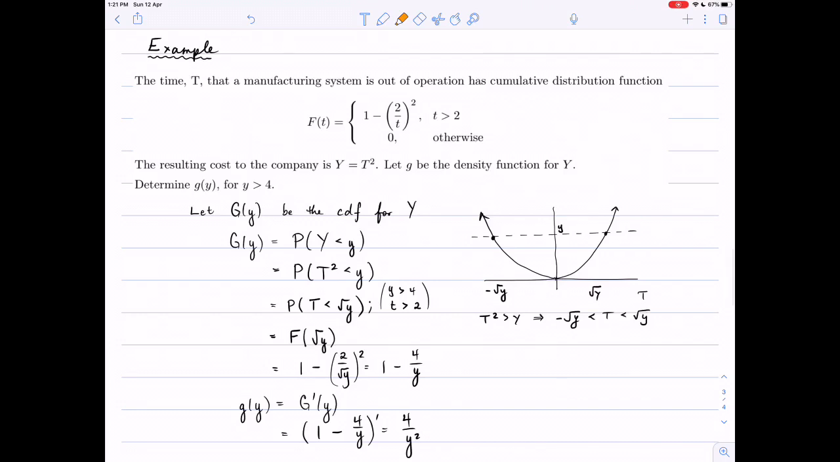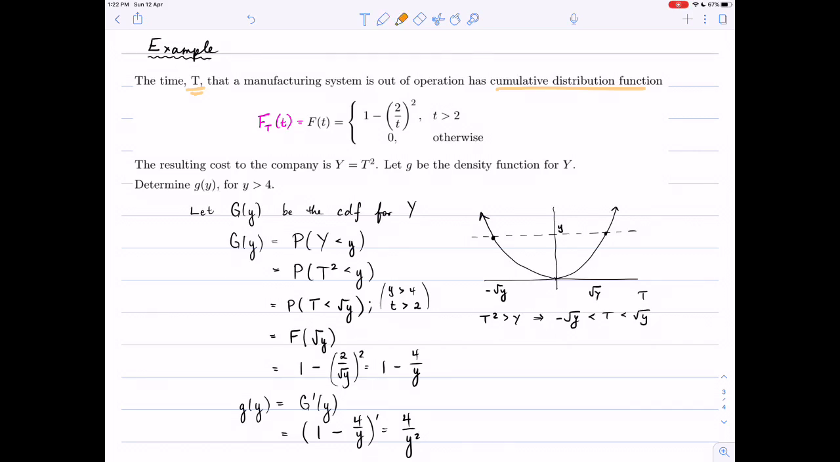So, example here. Let's imagine that we have the time t that a manufacturing system is out of operation, has a CDF. So the F, in my notation above, I would call this F sub t of t. That is the CDF of our variable t. Now, t is the variable that we know, so it is playing the role of x above.